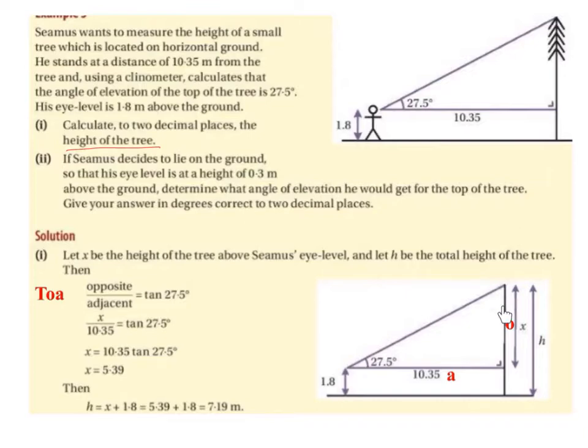So the top of the tree to Seamus's eye level is 5.39. So then we have to add on the height of Seamus up as far as his eye level, which was 1.8. So x plus 1.8 is going to be 5.39 plus 1.8, which is going to be 7.19. So the height of the tree is 7.19 meters.